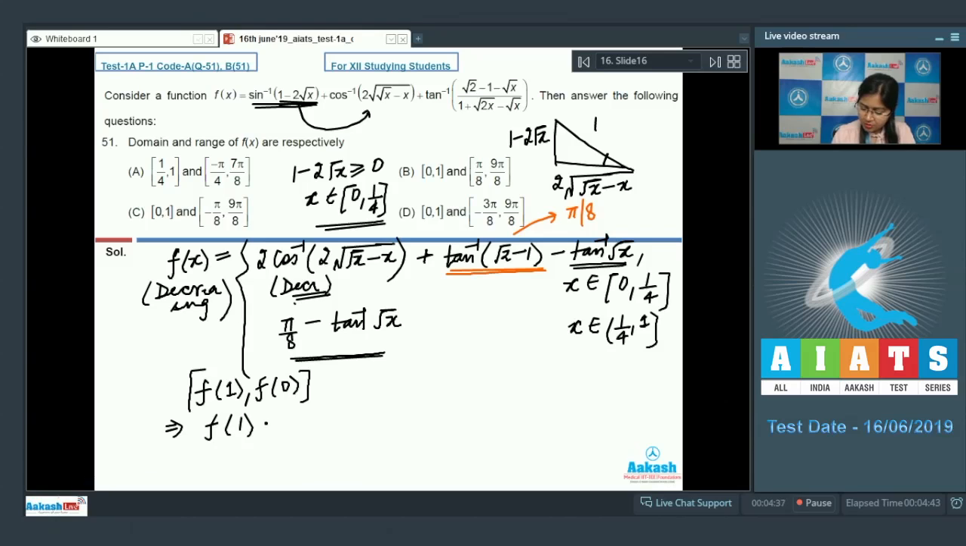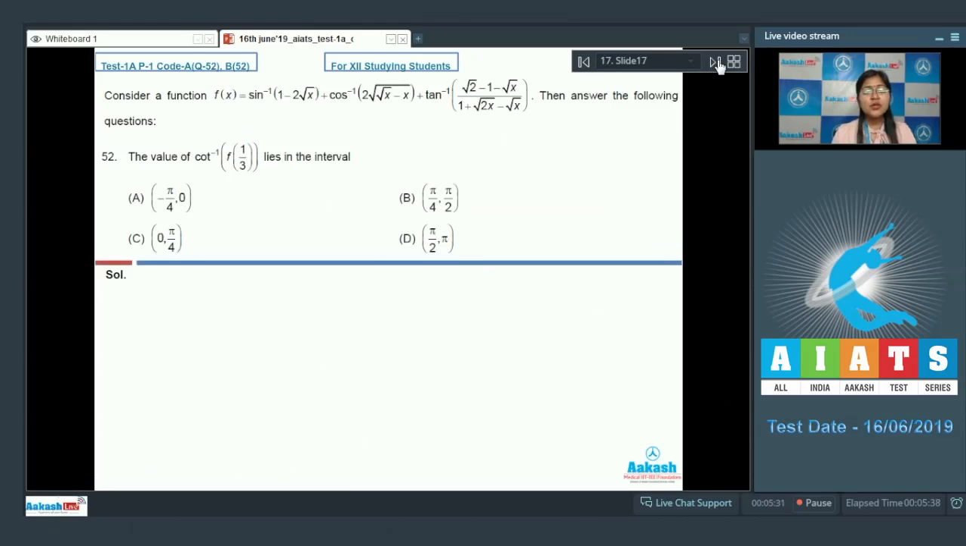Now f of 1 will be equal to pi by 8 minus tan inverse of 1, that is pi by 4, so the value will be equal to minus pi by 8. Now f of 0 will be equal to 2 times cos inverse 0, that is pi, plus pi by 8 minus 0, that is equal to 9 pi by 8. So the range of the function is from minus pi by 8 up till 9 pi by 8, which means that from the given options, option number C is the correct choice.